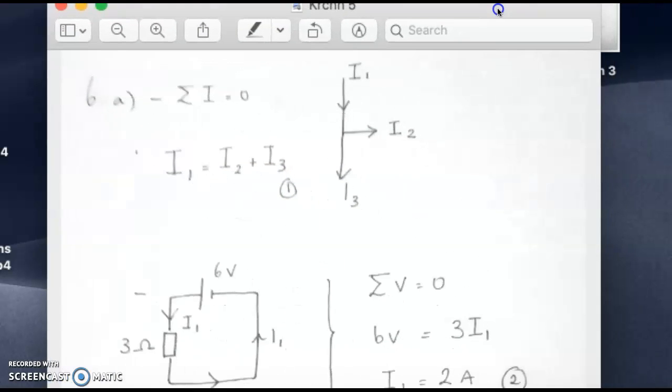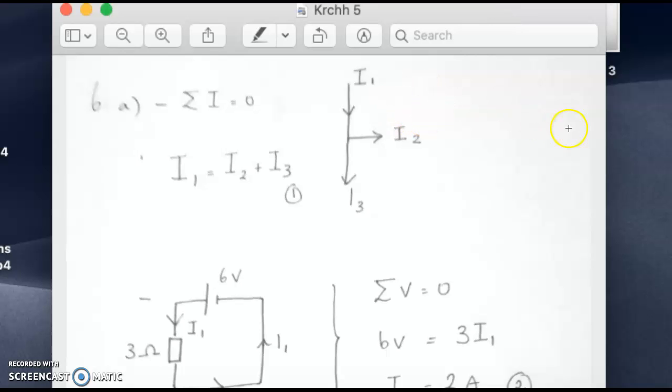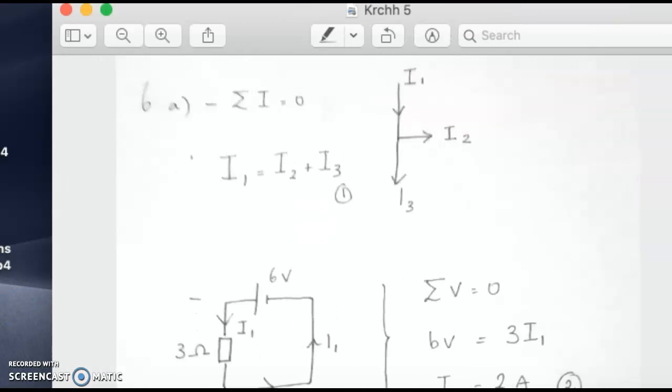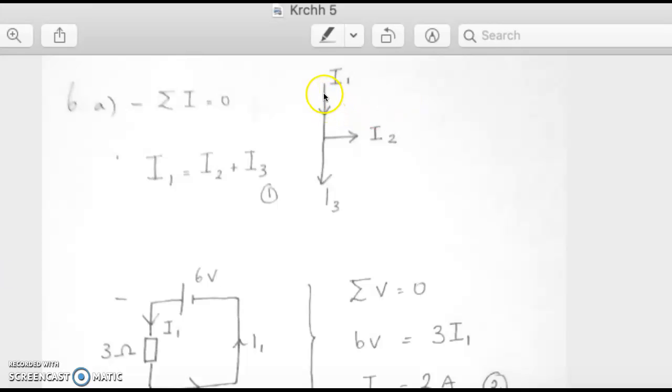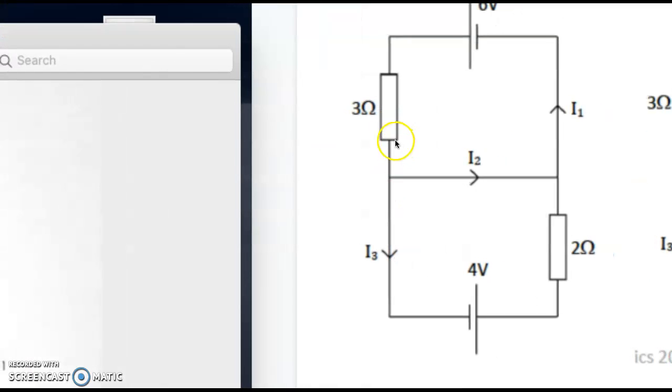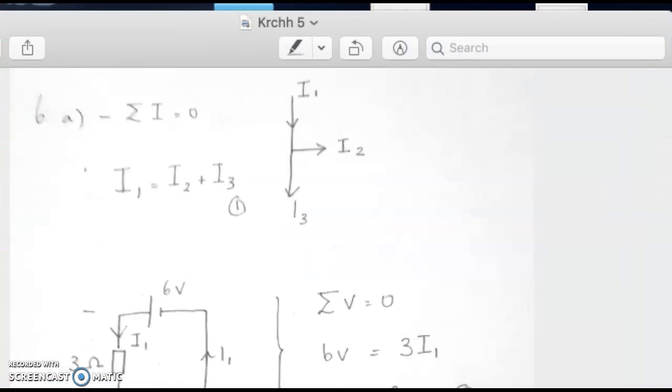Using Kirchhoff's first law, I can see that current I1 comes into the junction and then splits into I2 and I3. You can see that here in the original question. I1, which goes all the way around here, equals I2 and I3. So our equation will reflect that. I1 equals I2 plus I3.